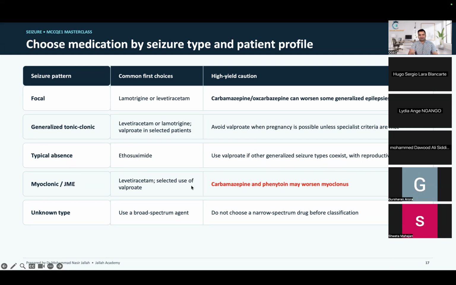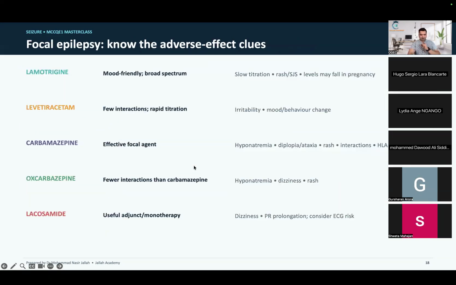Myoclonic, levetiracetam. Select use of valproate. Again, carbamazepine and phenytoin may worsen the myoclonus. Carbamazepine worsens the generalized and also the myoclonus. Phenytoin, which is also used for generalized tonic-clonic, can also worsen the myoclonus. Unknown type, use a broad spectrum agent. Again, levetiracetam will be the best choice. Do not choose a narrow spectrum drug before classification.